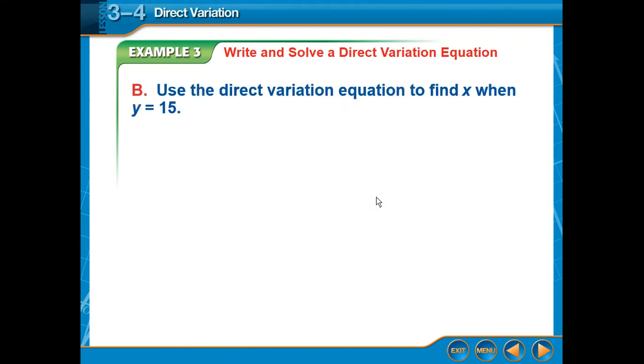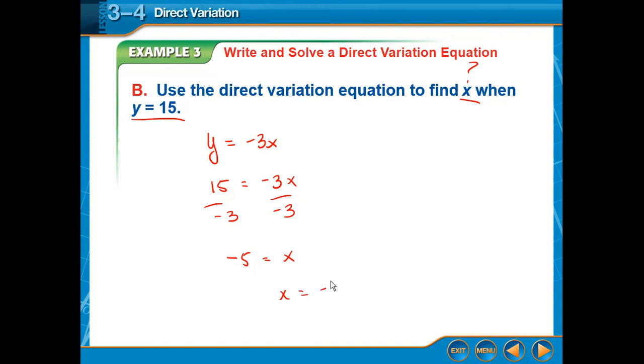Okay, using what we just found, that the direct variation equation is y equals -3x, they want to know what x is going to be if y is 15. So I want to find x when y is 15. So I'm going to put in 15 for y and solve for x. To get x by itself, I'm going to divide by -3, and I get -5 equals x. So x equals -5 when y equals 15.